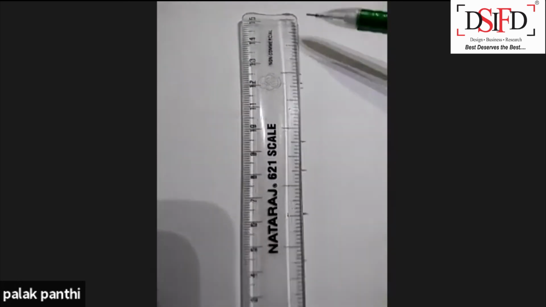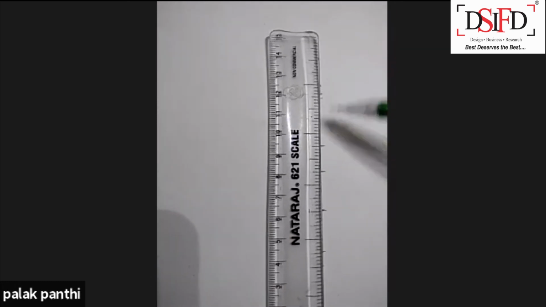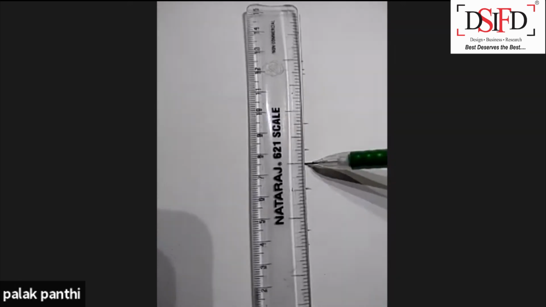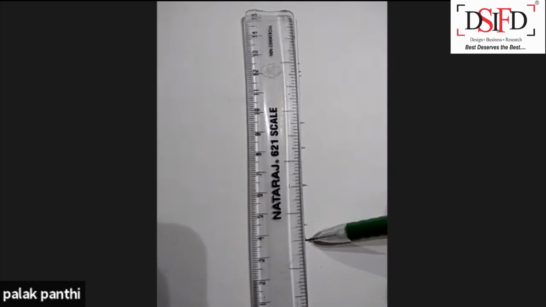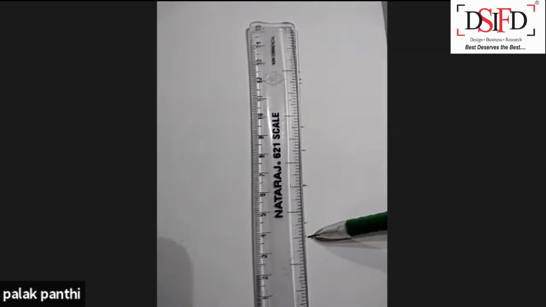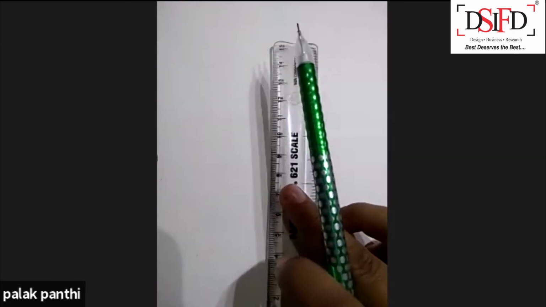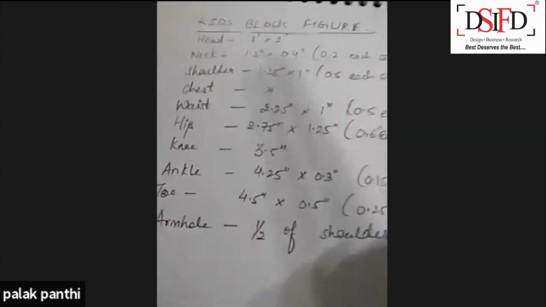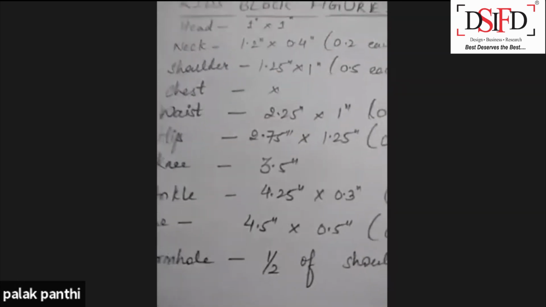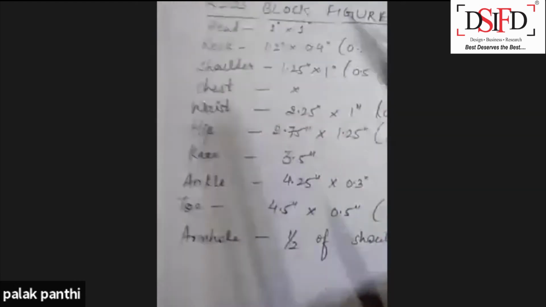So I have to draw 4.5. First, the kids figure, remember it's of 4.5. This is 4: 1, 2, 3, 4. This is 0.5. That means 4.5. I'll draw a 4.5 inch long line. Then I will make the other measurements. First you draw a 4.5 inch long line, then you make these points on the line.